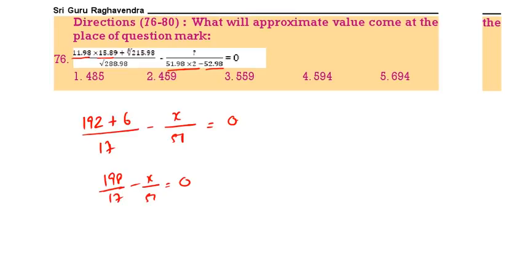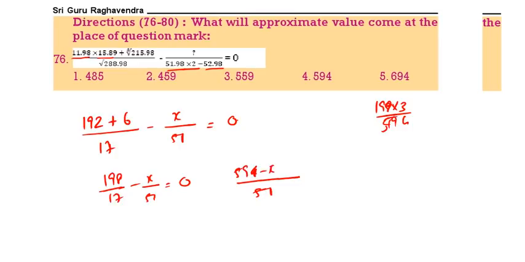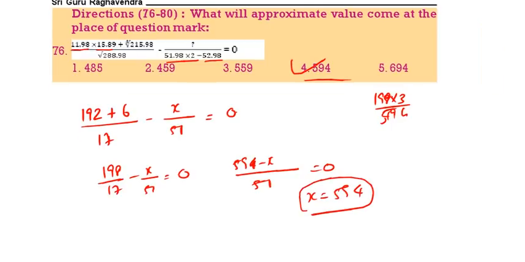198 by 17. Now LCM is 51. 198 into 3. 3 8s 24. 29. 594. Sorry, 594. 594 minus x by 51 is equal to 0. So anything into 0 is equal to 0 only. So x value is equal to 594. 594 is the correct answer. Next question.